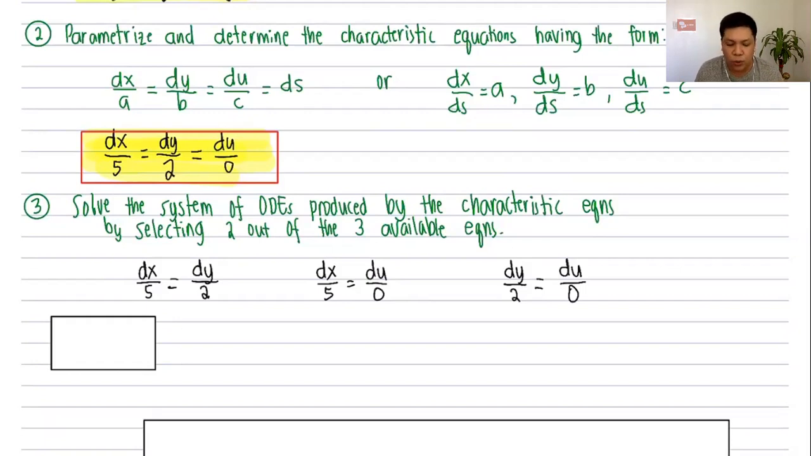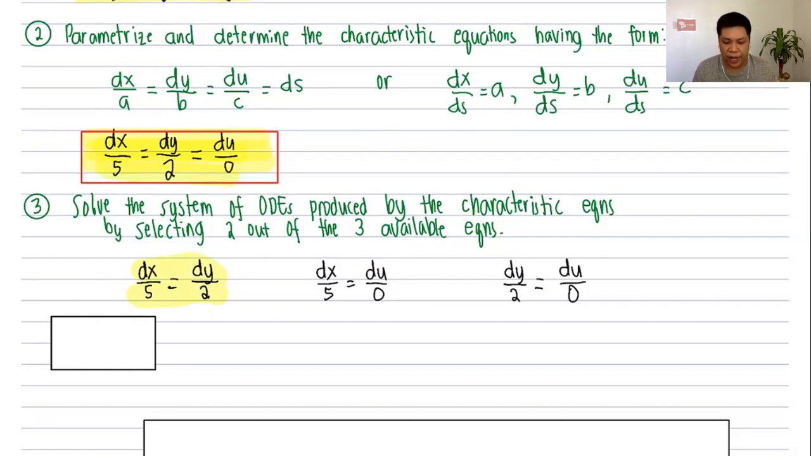But how do I do that? Which of these 3 do I select? So the first equation that you select is, pick the equation wherein du is absent, or wherein you cannot see the derivative or the partial derivative of u. So in this case, that equation is this one over here. So we don't see any du. Next, how about the second equation?